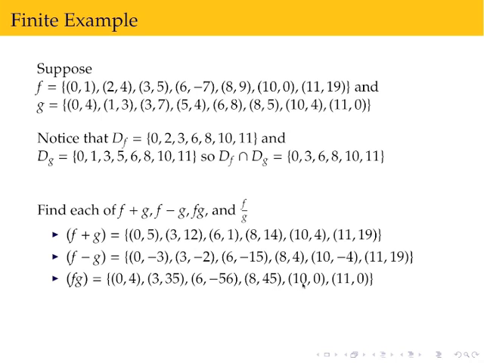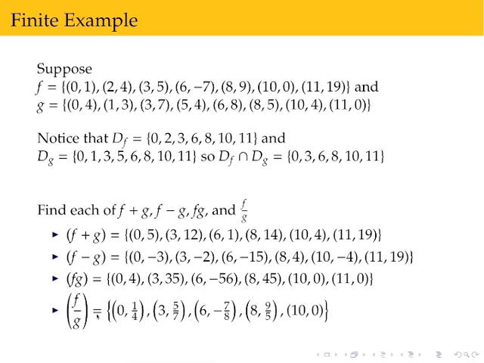When the x coordinate is 10, I use these points. I get 0 times 4, which is 0. And when the x coordinate is 11, I use these 2 points, and I get 19 times 0, which is 0 again.